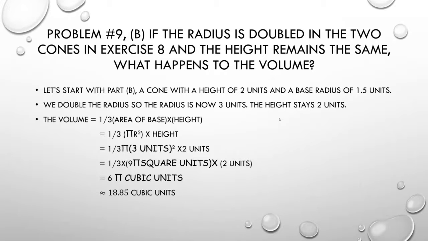And we get the volume using the formula 1/3 area of the base times the height. So we have 1/3 pi r squared times the height. Plugging in 3 units for the radius and 2 units for the height, we get 1/3 times 9 pi square units times 2 units. This gives me 6 pi cubic units, or approximately 18.85 cubic units.